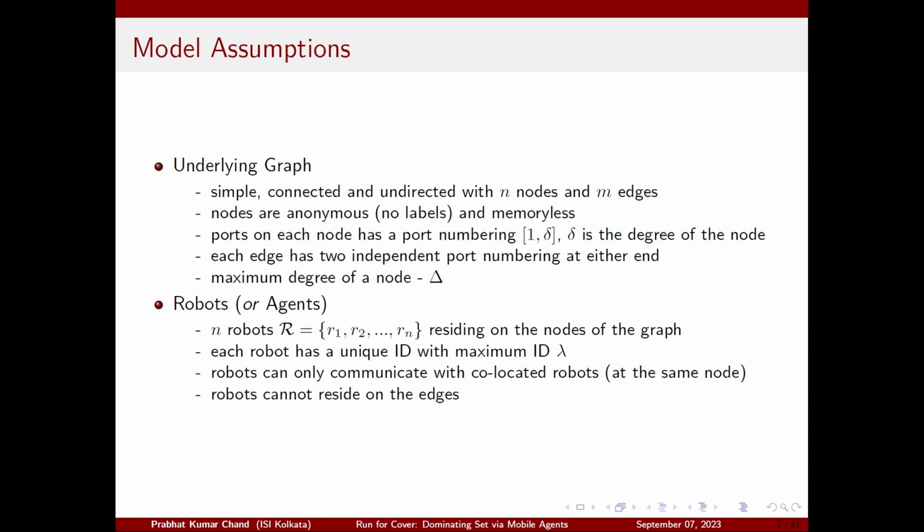There are n robots residing on the nodes of the graph, with each robot having a unique ID and with the maximum ID of the robots being lambda. The robots can only communicate with co-located robots, that is, they can transfer information with other robots only if the robots are present at the same node, and the robots cannot reside on the edges.